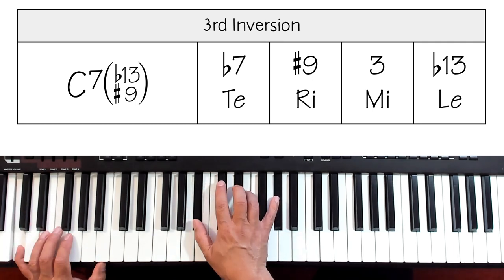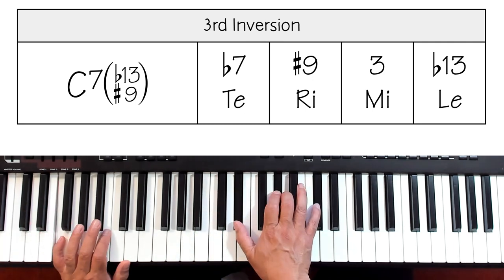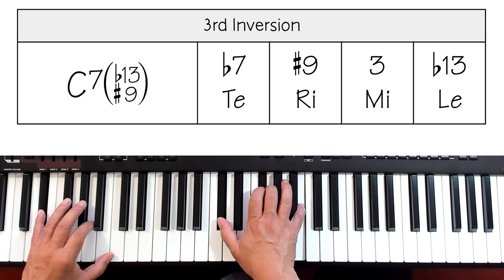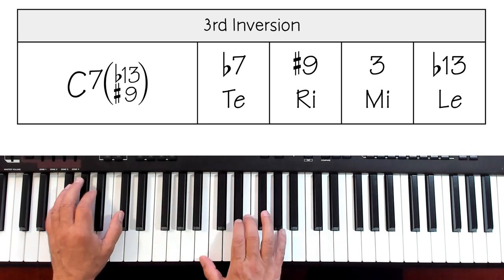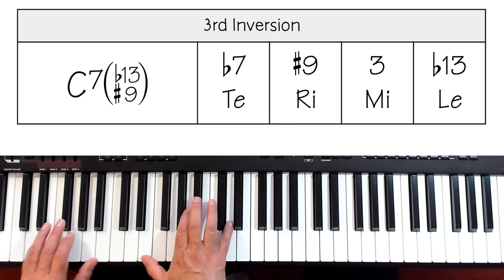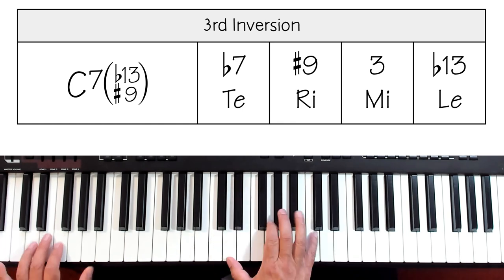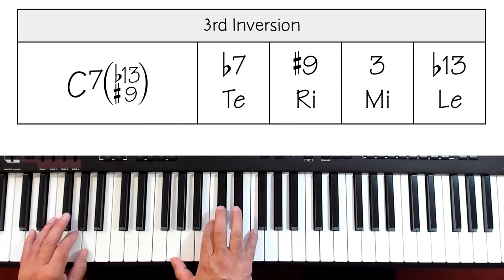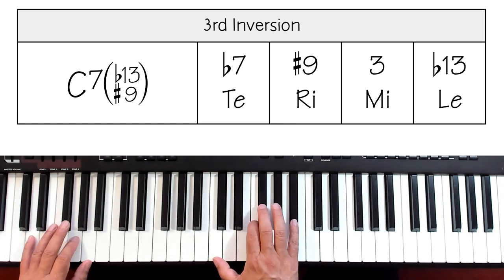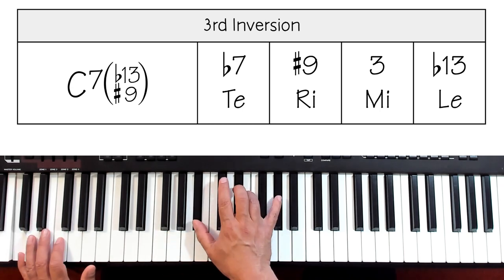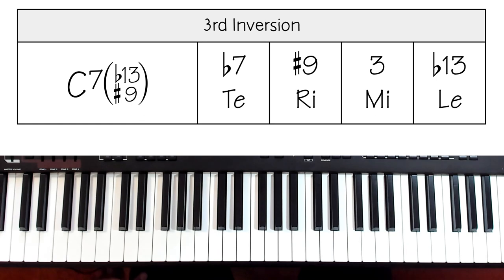C. F. B flat, E flat, A flat, D flat, G flat, B, E, A, D, G, and back to C. And that's it. That was a nice workout on our dominant 7, flat 13, flat 9 voicing.